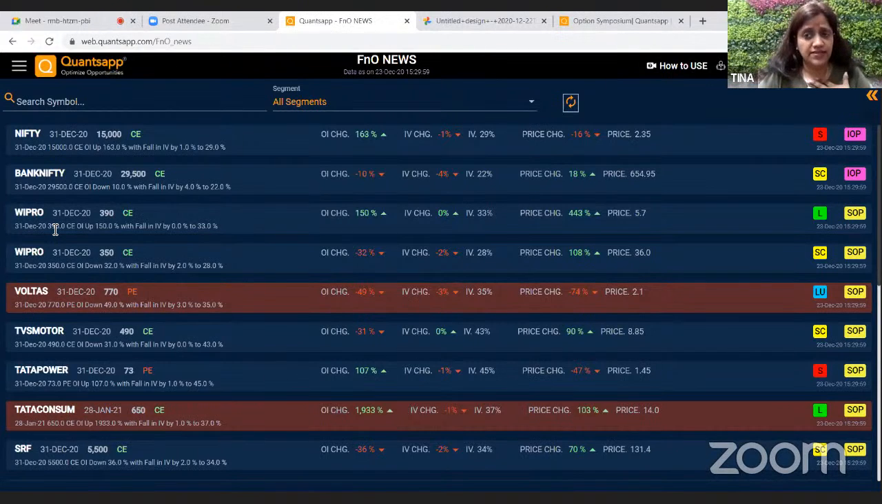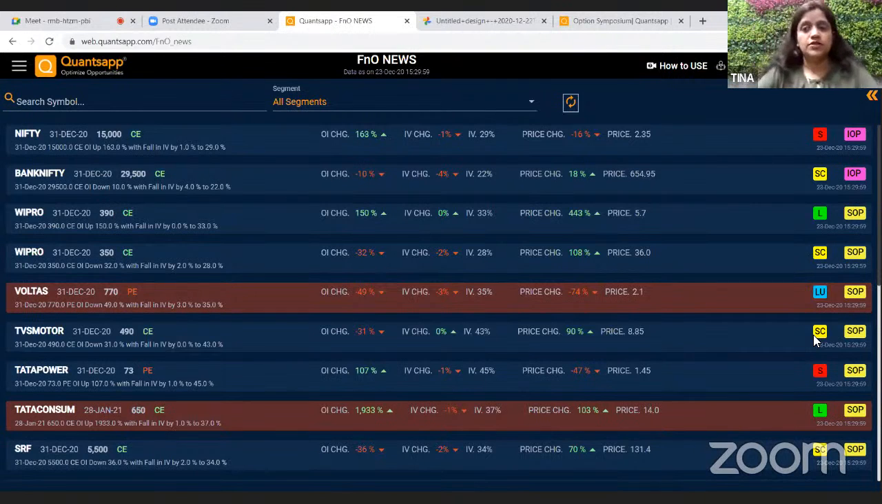So for instance, at the end of the day, it was Wipro which is coming up. Then you have a Voltas 770 put. We saw there's a long unwinding, that means the prices were correcting, right? Then you have TVS Motor. If you look, it was a short covering. Wipro, we see that.